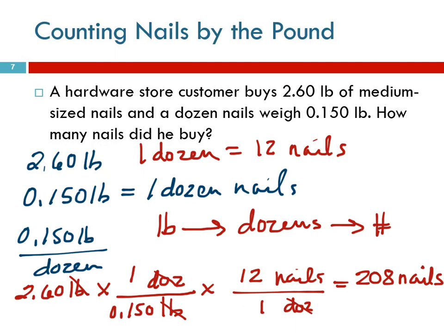But just thinking about it, if a dozen nails is 0.15 pounds and we've got a couple of pounds, this should be a relatively large number of nails. If you end up with 0.5 nails, hopefully you recognize that that's not really possible. And that clues us in that we put our numbers in wrong or we did something funky with our calculators. Any questions? So it's counting by weighing. It's something that's done in everyday life, not just in chemistry.